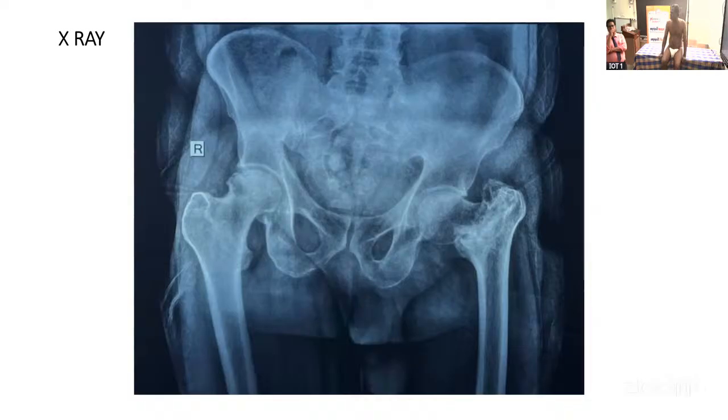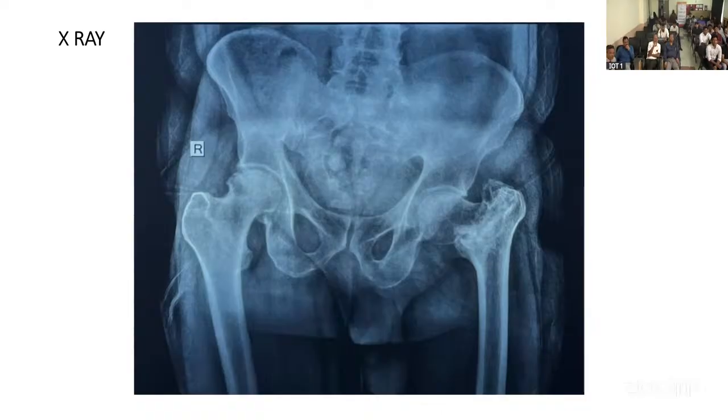There are a lot of sclerotic changes around the intertrochanteric region. Anything else? Are there any changes in the opposite hip? Yes, sir. Articular congruity is lost on the right side. There is a cam deformity.